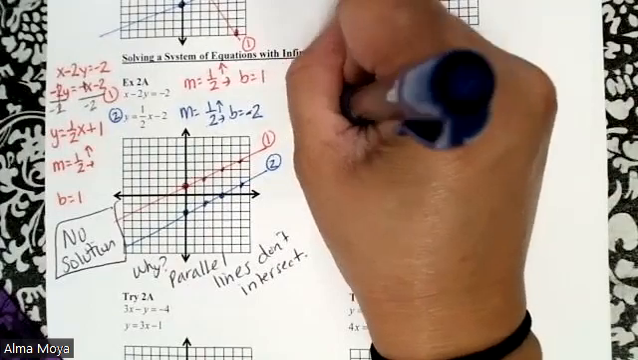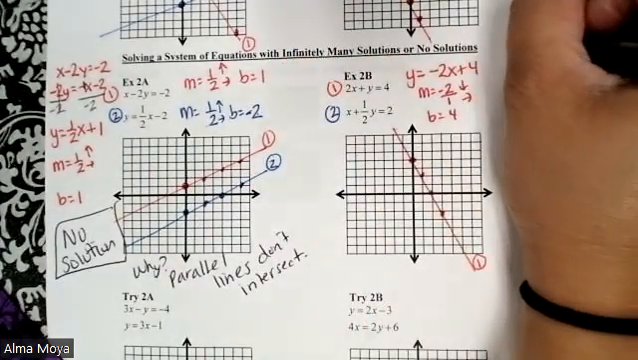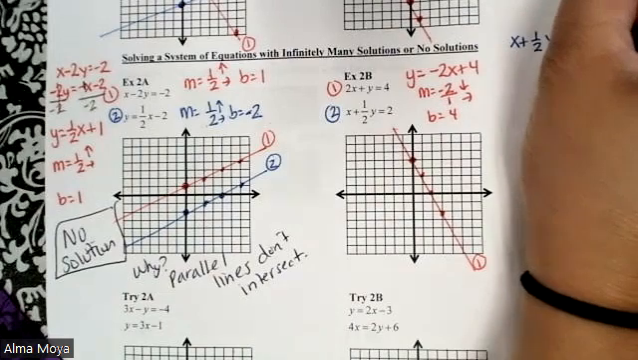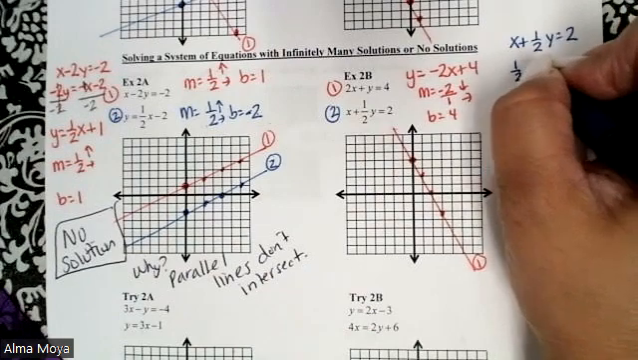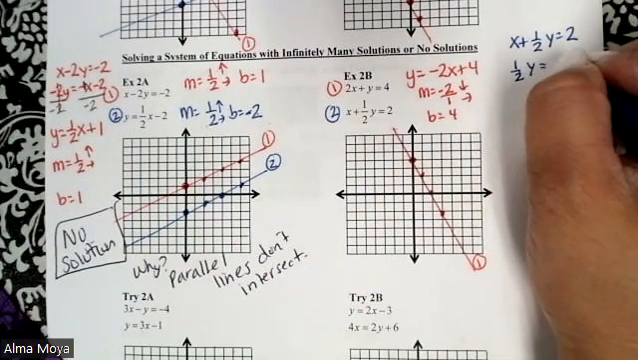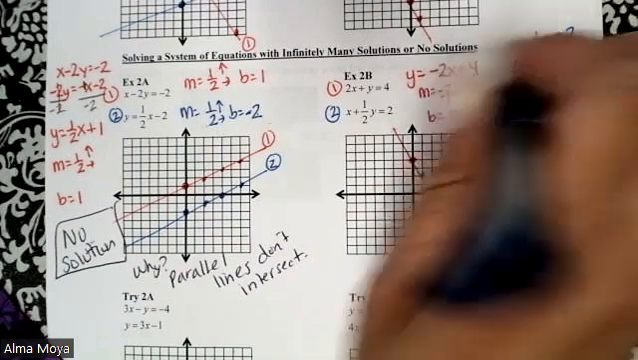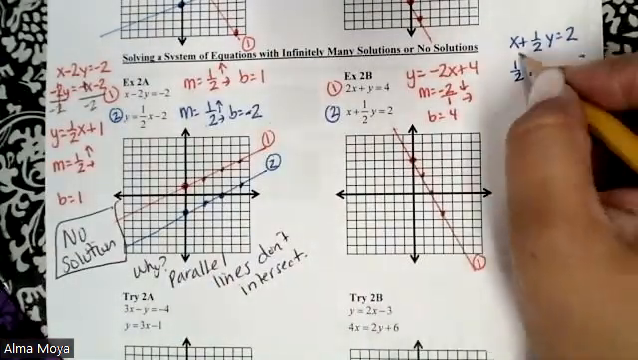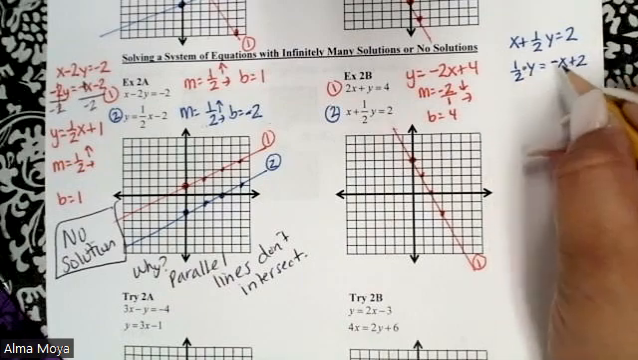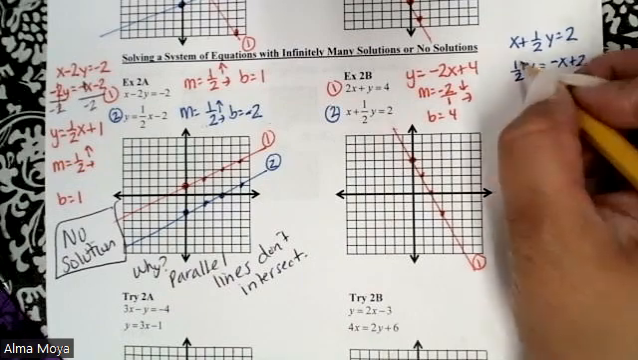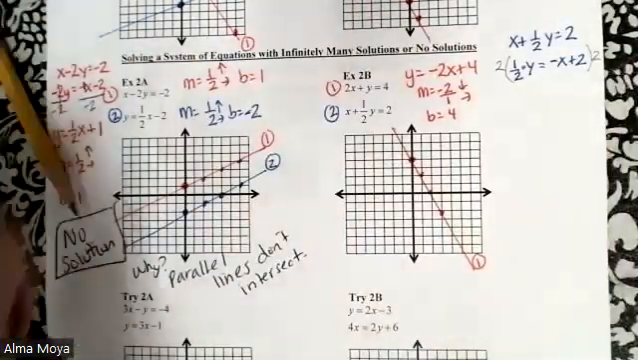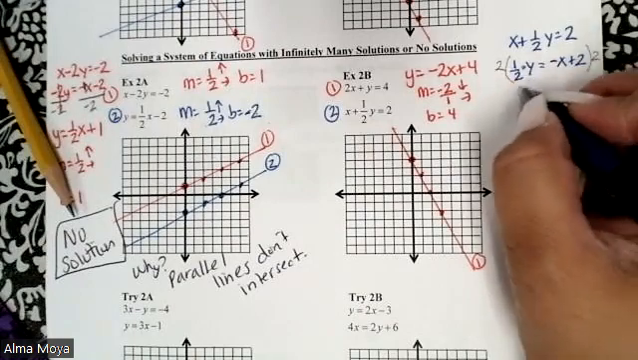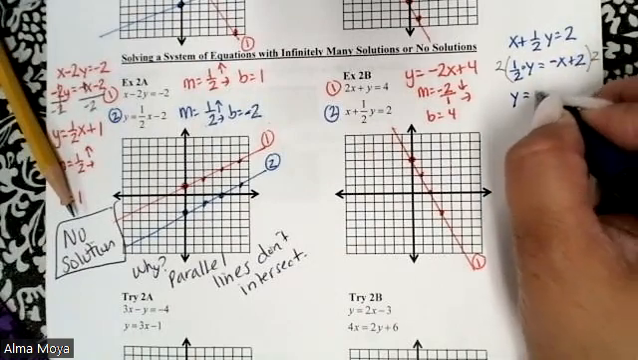On equation 2, I have x plus 1/2 y equals 2. I need to minus x from both sides. If I minus x from both sides, I get 1/2 y equals negative x plus 2. Now, I need to get rid of that 1/2. Because that is being multiplied, you can multiply by the reciprocal or just multiply by 2. If I multiply by 2 to everything, because even this side has to multiply by 2, the 2's cancel. I'm left with y equals negative 2x plus 4.